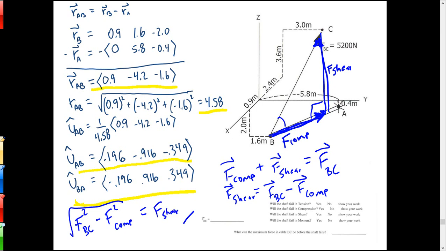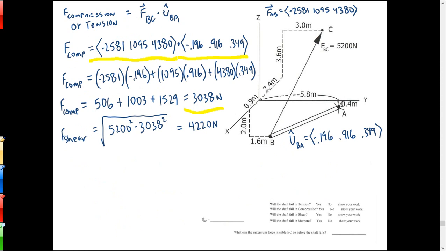So that's how you could find the shear magnitude, which is really all we're looking for in this problem, because all we really want here is to compare our answers of tension, compression, and shear to the allowable values for the specifications for this shaft. So all I need is a magnitude. So I just go ahead and do that, and that's shown there on the bottom. So 5,200, which is the magnitude of FBC squared, minus the magnitude of the compression, the 3,038 squared, take a square root, you get 4,220.